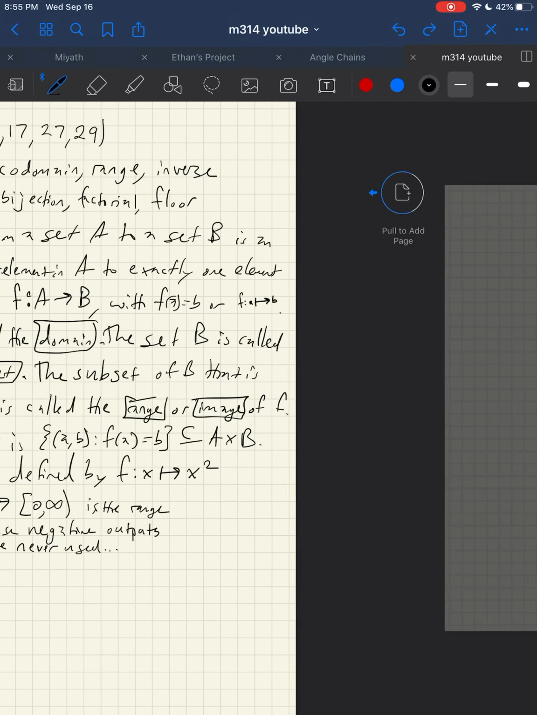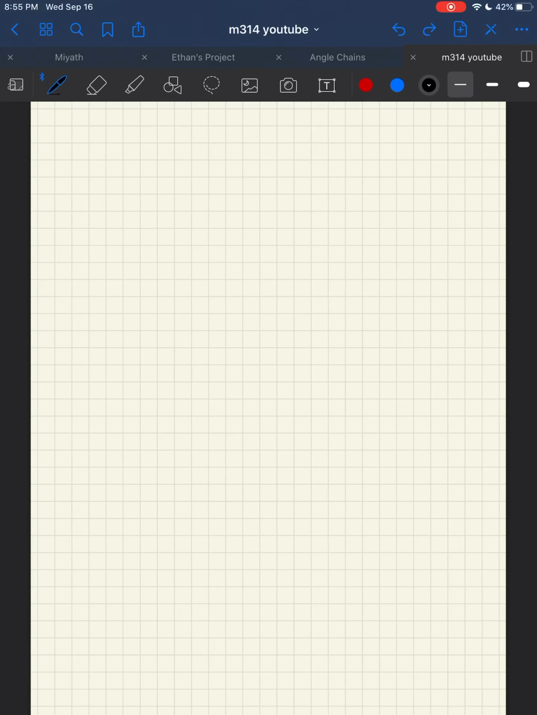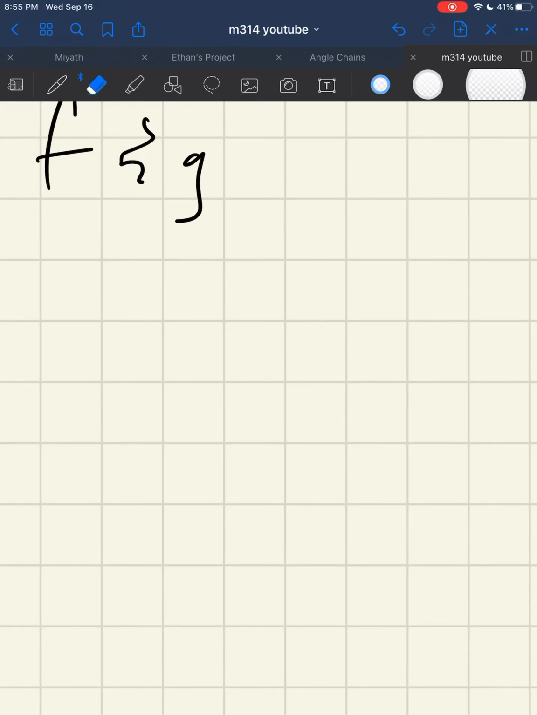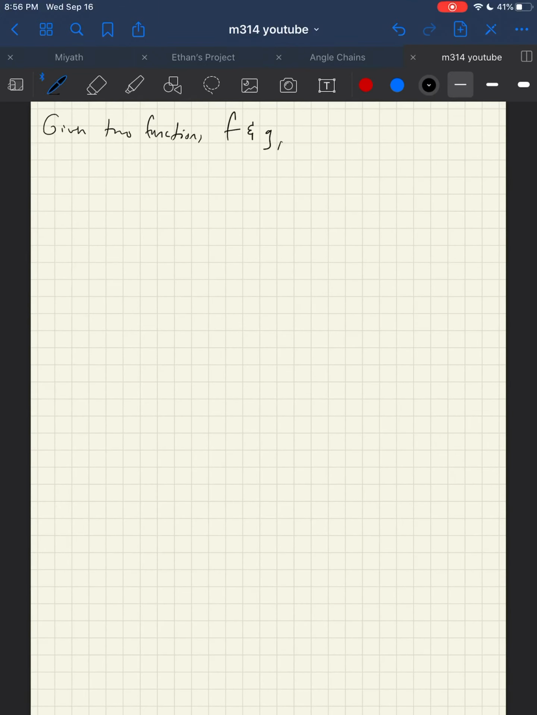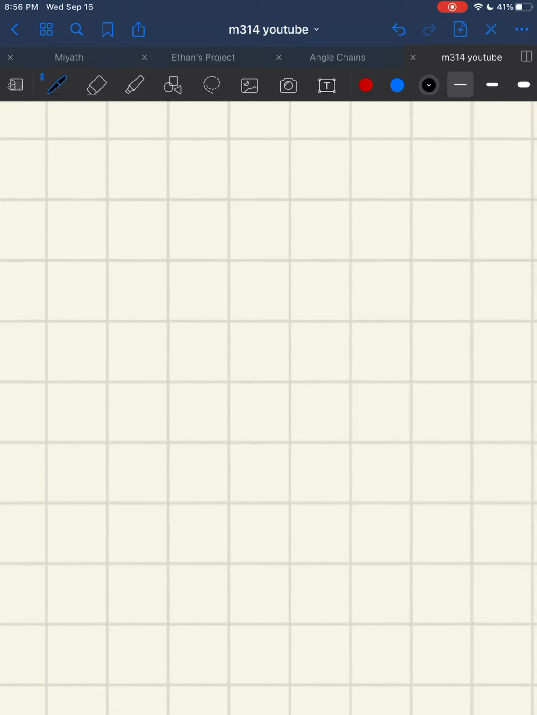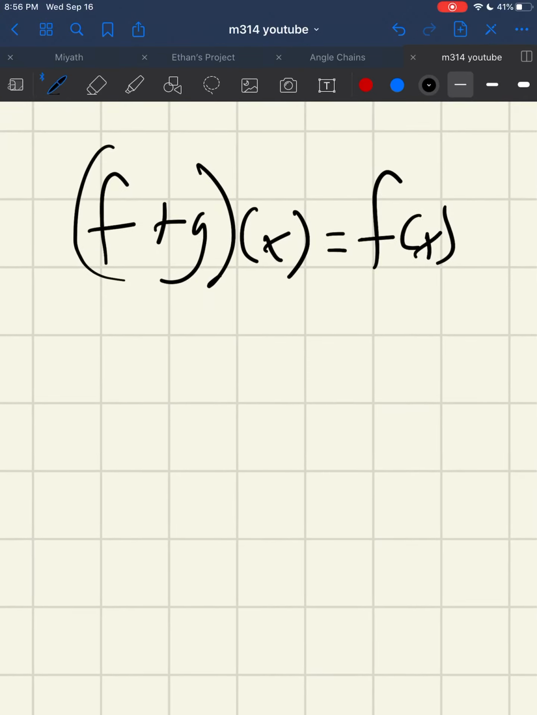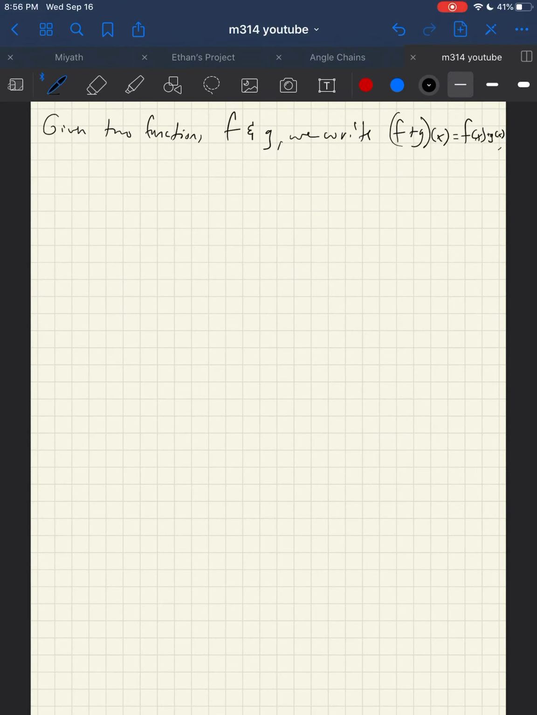All right, let's move on and do some function arithmetic. So let's say given two functions, f and g. I'm so fond of just butchering the innocent little ampersand. Given two functions, f and g, we write f plus g of x to mean f of x plus g of x. Just really squeezing that in there. We write, that's garbage. I'm sorry. I need to move that.